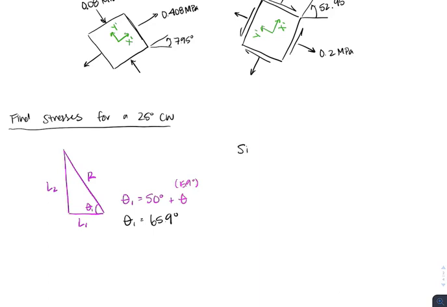Now we can go ahead and solve for our lengths. Since the sine of 65.9 degrees is equal to L2 over our radius, we can solve for L2, which is going to be equal to 0.19. We can do the same thing for solving for L1 using the cosine, and that'll get us an L1 equal to 0.085. So using these two lengths, we now can find what our new coordinates are going to be.